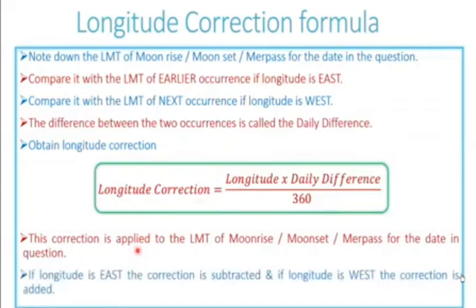How do we decide whether this longitude correction is to be added or subtracted? For this again we look at the longitude of the observer. If the longitude is east, the correction is subtracted from the time given in the almanac for the date in question. And if the longitude is west, the correction is added. So repeating once again, if longitude is east, the correction is subtracted, and if longitude is west, the correction is added. Once the correction is applied, you get the accurate time of the phenomena for the observer's meridian on the date given in the question.